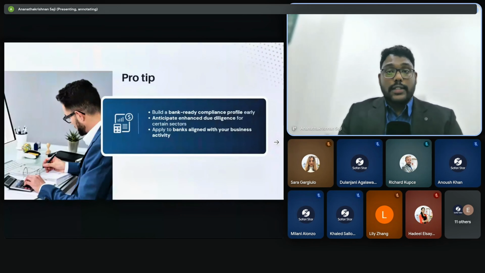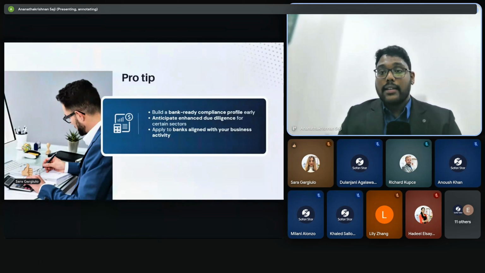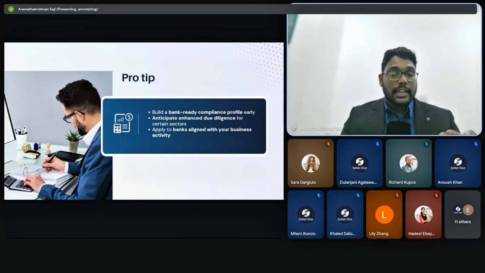So the pro tip for this agenda is build a bank-ready compliance profile early, which I have discussed earlier. So this will ensure that you will have a hassle-free bank account opening process as well. So anticipate enhanced due diligence. So let's say you submitted the documents correctly, and you submitted the business plan and additional documents or whatever was requested by the bank, and they told you it will take another 2 to 3 working days. But in some cases, what a client can experience is it can exceed 2 to 3 working days because of the security checks. So we have to expect that in advance.